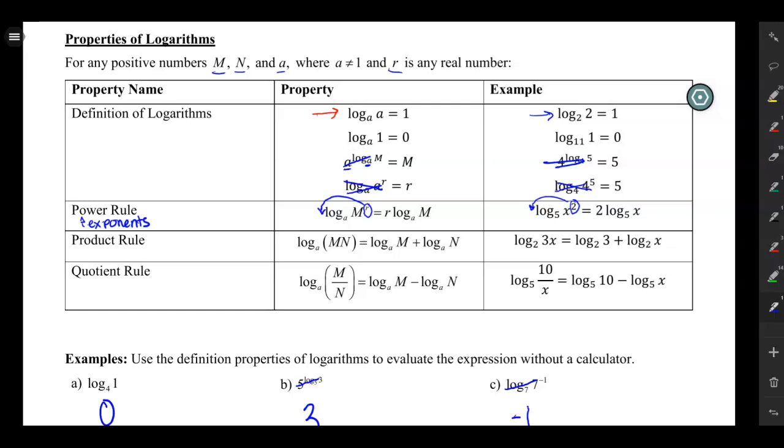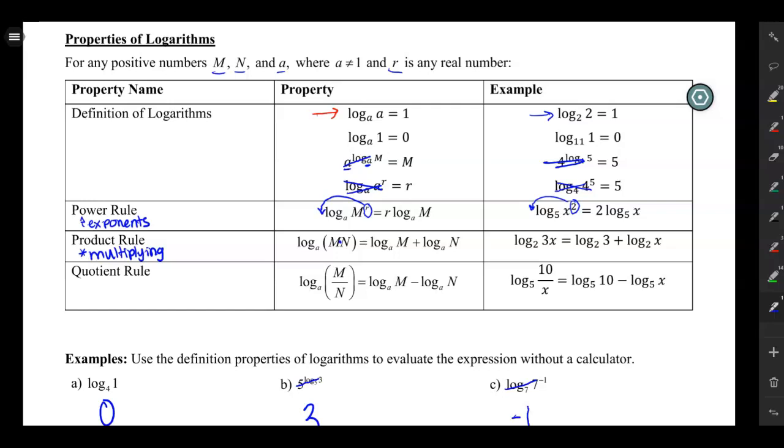The product rule has to do with when you're multiplying. So remember, product is multiplying. So if we have log base a of m times n, so here we're multiplying 2 numbers or variables together inside of a log. What I can do is I can actually separate this log into 2 different logs. I can make it log base a of m plus log base a of n. So you just take the 2 things that you're multiplying together and you separate those, and they each get their own logarithm that you then add together.